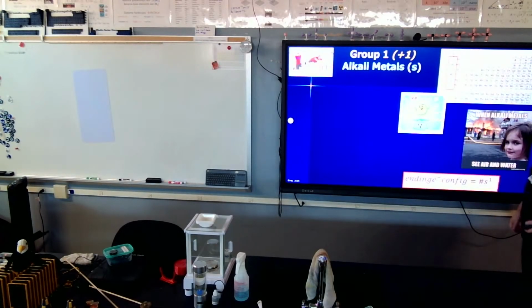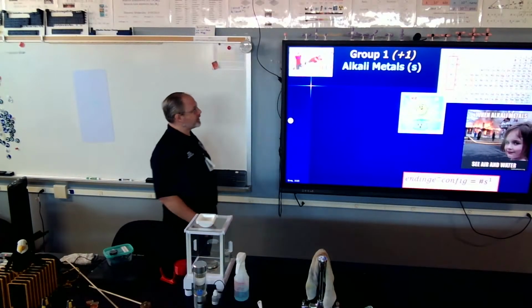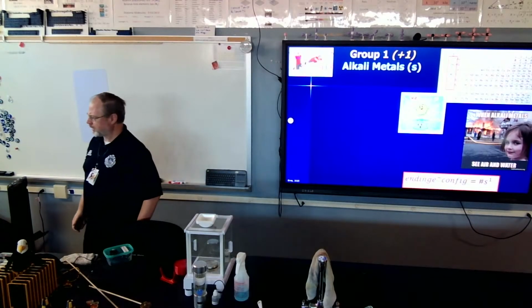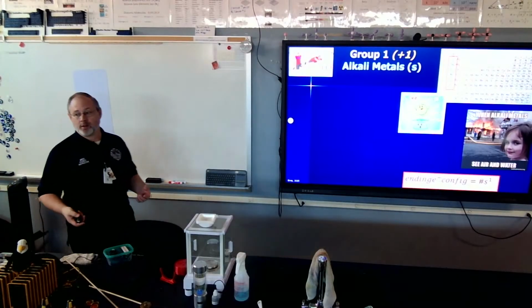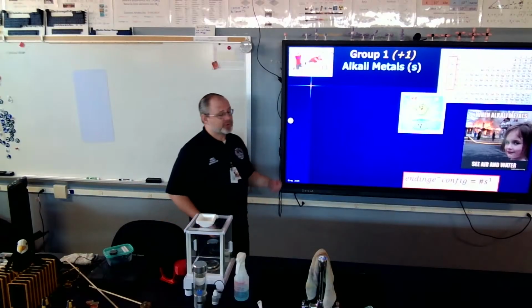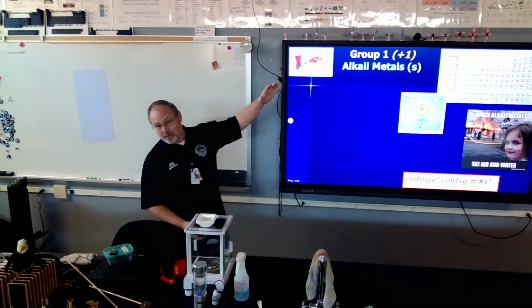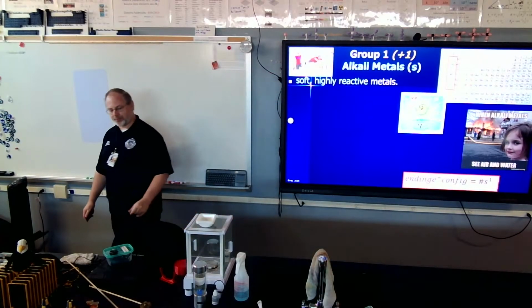Okay, group 1. Group 1 metals are called alkali metals. They're in the s block. They end s1, and they have a +1 oxidation. Why do they have a +1 oxidation? Because they lost 1 electron, precisely. So alkali metals have 1 valence electron, and they just yeet it away, and they have a +1 oxidation. Some properties of alkali metals: they're soft, they're highly reactive.